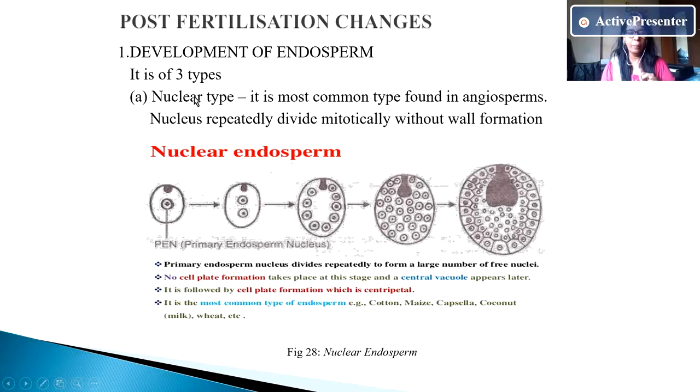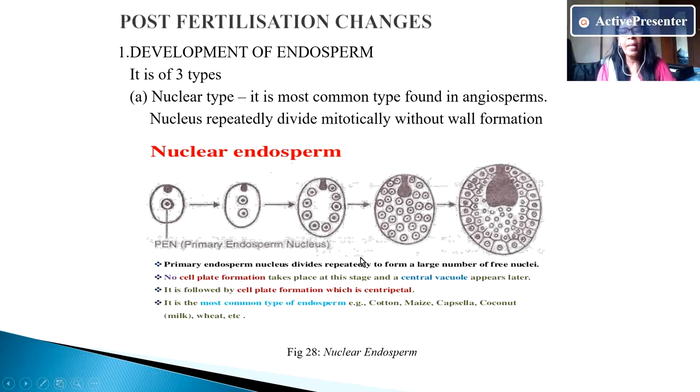There are three types of endosperm formation. First one is the nuclear type. It is the most common type found in angiosperms. The nucleus repeatedly divides mitotically without wall formation. Here in nuclear endosperm you see the primary endosperm nucleus. After the fusion of the second male gamete with the secondary nucleus, this primary endosperm nucleus undergoes continuous mitotic division and forms free nuclei without any cell formation. This is known as nuclear endosperm. Finally endosperm will form. Here the embryo formation takes place.